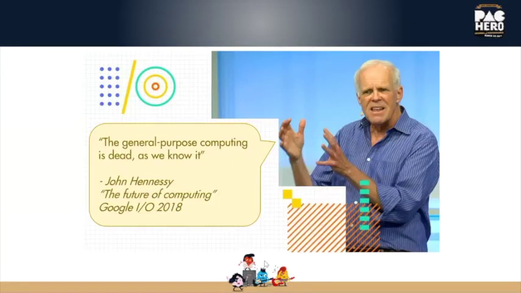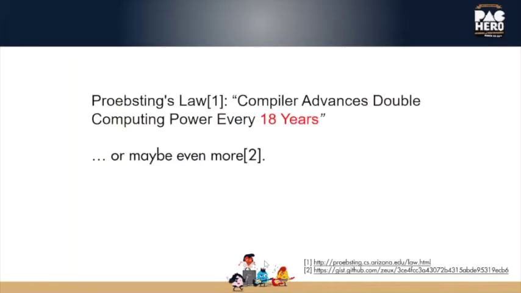And this is actually what John Hennessy said in his Google I/O 2018 talk, that general purpose computing is dead, and it's now the time of specialized hardware. And this is not just the future, this is already a reality. We have a whole bunch of different accelerators in the world.